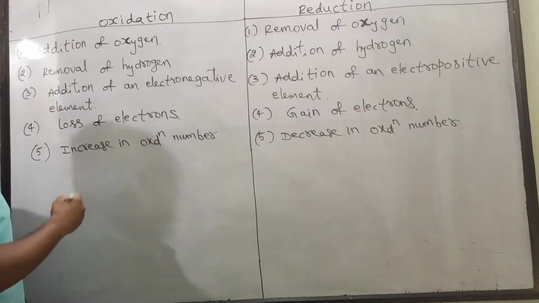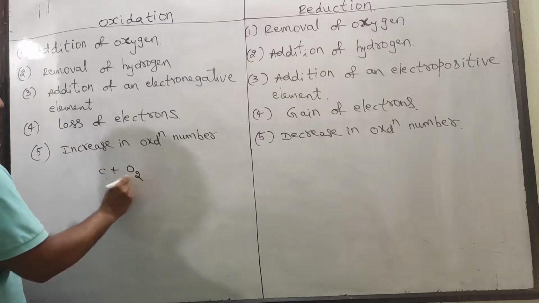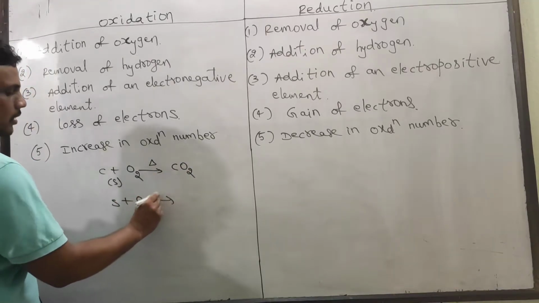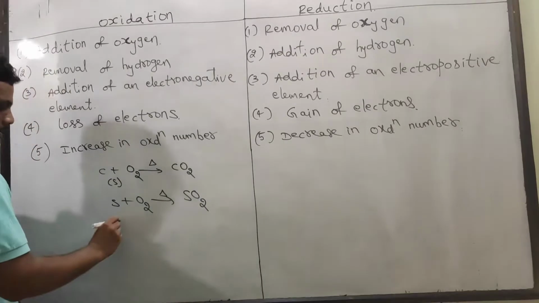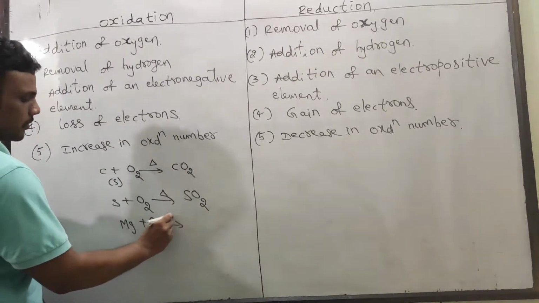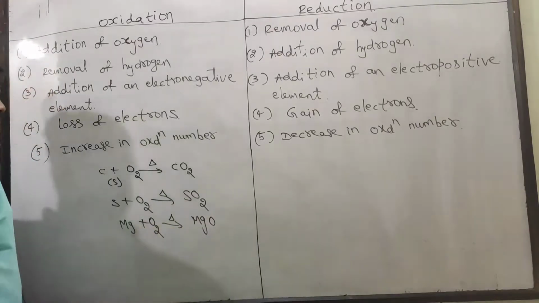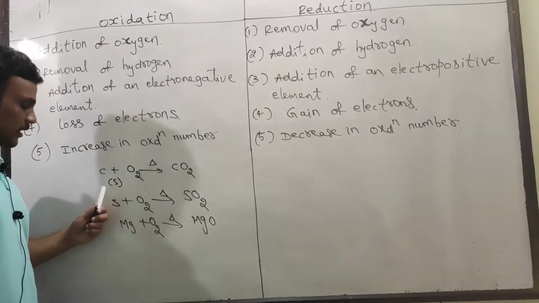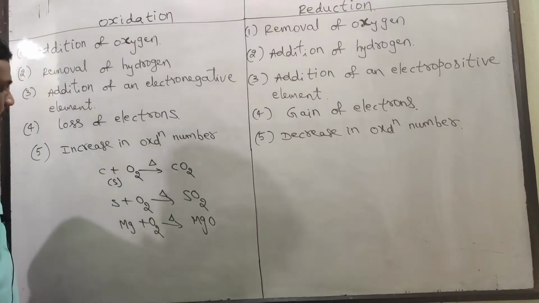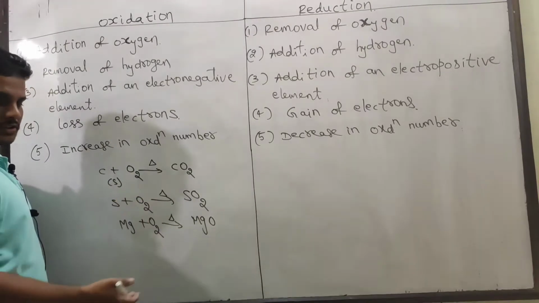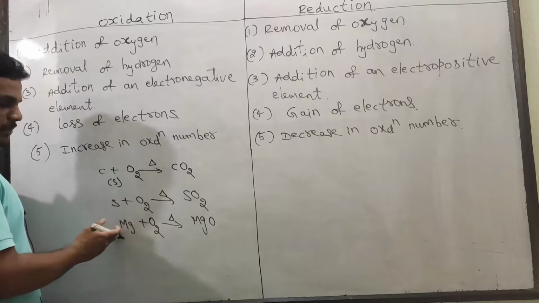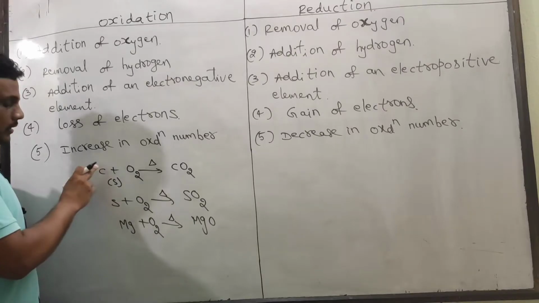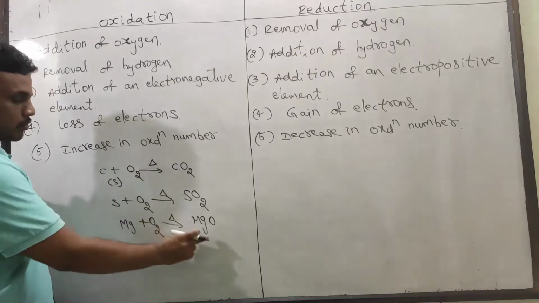I am taking some examples of this. Carbon, when oxygen is added to it on heating, gives CO2. Similarly, sulfur oxidation gives SO2, and magnesium with oxygen on burning gives magnesium oxide. So addition of oxygen is oxidation. Oxygen is added to these elements, carbon, sulfur, and magnesium, so we can say that carbon, sulfur and magnesium are oxidized. In this reaction carbon, in this sulfur, in this magnesium: oxygen is added to the element, so the element is oxidized to CO2, SO2, MgO.